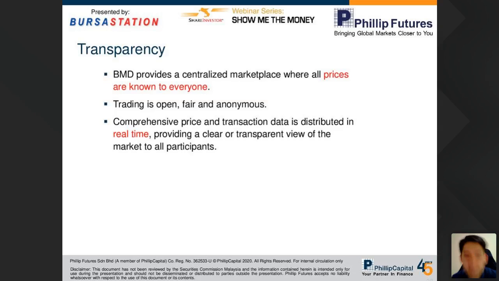Okay, lastly will be transparency. When you are trading, you want to make sure that whatever price you are seeing is known to everyone. Futures trading in Malaysia through Bursa Malaysia is a futures exchange where the marketplace is centralized. Hence the trading will be open, fair, and anonymous. Whatever you see on your platform is the price that everyone is seeing, traders from different brokers see the same price. It's also distributed in real time. So in this case, transparency is at its max.